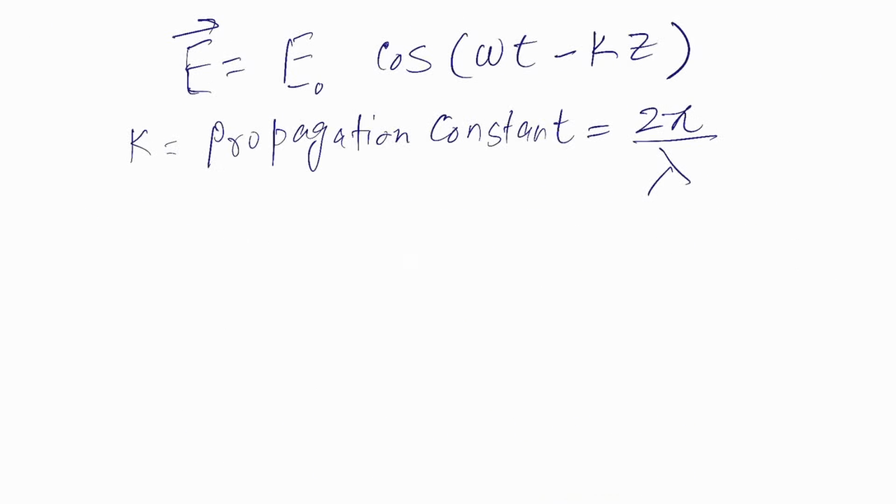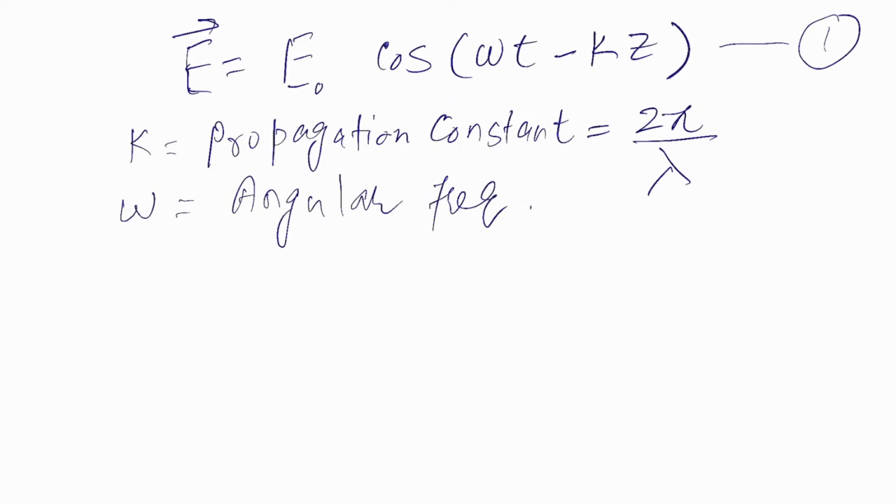So it means it's a periodic wave. After 2 pi, it's repeating itself, and the wavelength is lambda. So you have a phase constant which is 2 pi over lambda. So that's your formula number one. Omega is your angular frequency, and z is your distance.